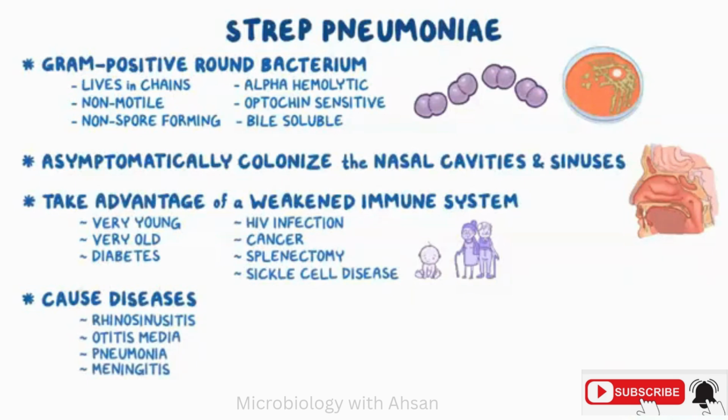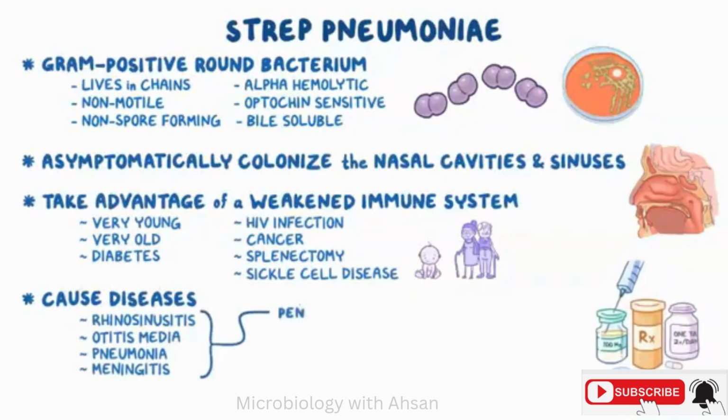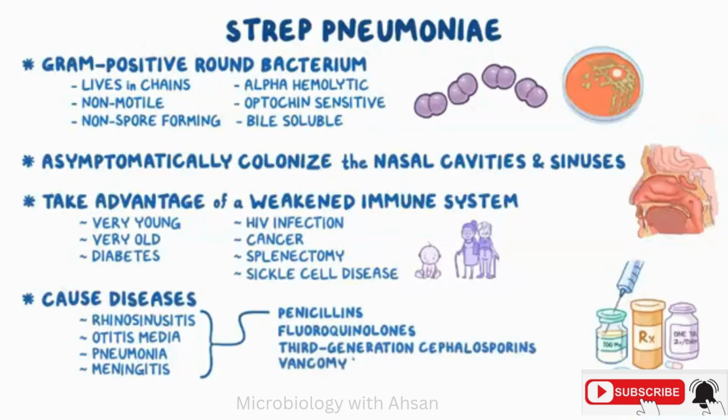The treatment of infection with strep pneumoniae involves the use of penicillins, but in the case of resistant strains, fluoroquinolones, third-generation cephalosporins, and vancomycin can be used.